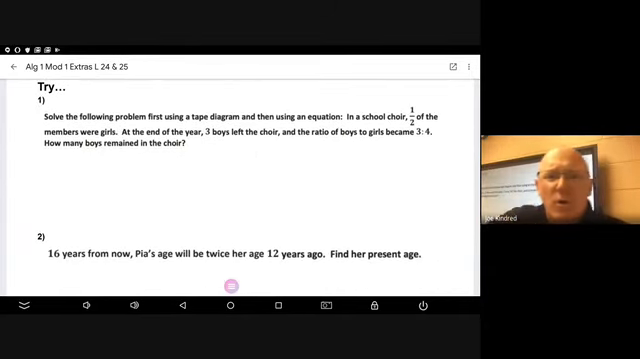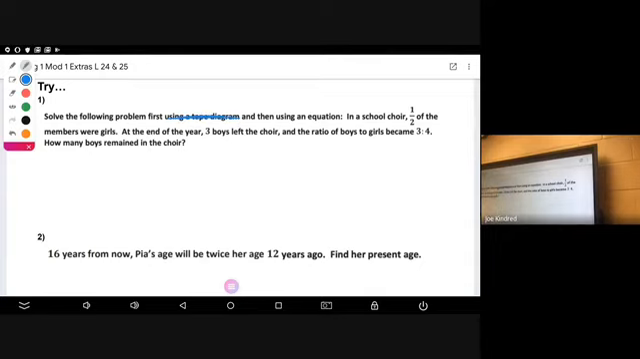Sometimes we're setting it up and it's not going to be a system. For instance, in lesson 25 here, the first problem as we go over lesson 25, it's just reading it and noticing, hey, this is not going to be a system of equations. And so let's look at number one, solving the following problem first by using the tape diagram. We are not going to use the tape diagram. We're instead going to use algebra and just setting up one equation.